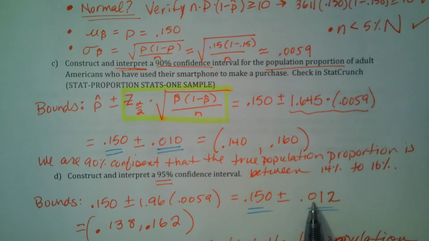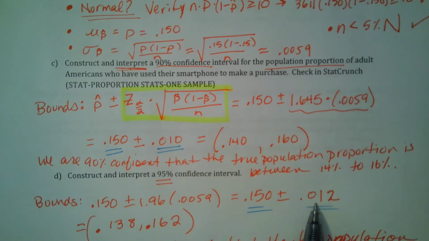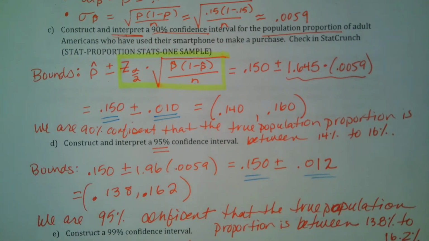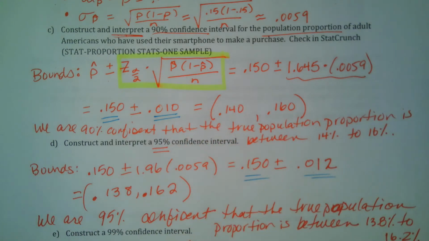So you'll notice that your margin of error, which is the second underlined number here, got larger. So the confidence interval then became 0.138 to 0.162. Or in other words, we are 95% confident that the true population proportion is between 13.8% to 16.2%. So again, you see how these numbers here got wider from the original numbers up here. So you can already assume what's going to happen in part E.